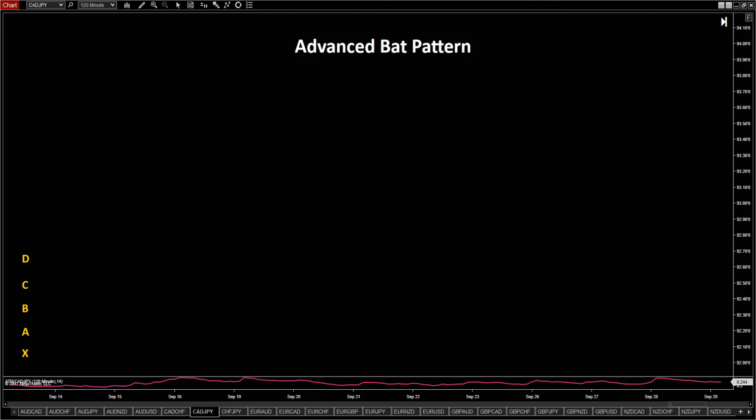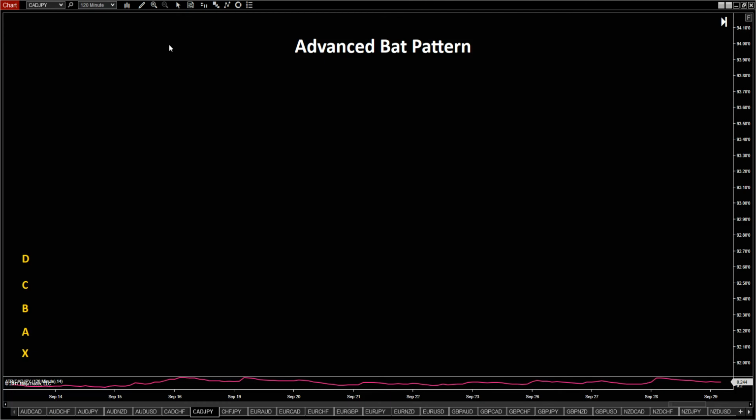Today I want to talk about the advanced bat pattern. I haven't covered this one yet, so we're going to go through a little educational tutorial on how to identify the bat pattern. I have one marked out below here, but we're just going to draw it out here quickly.